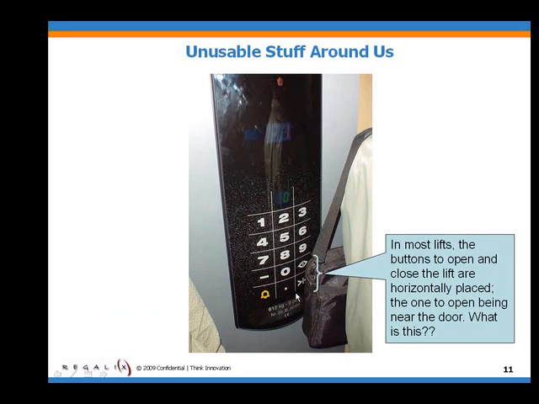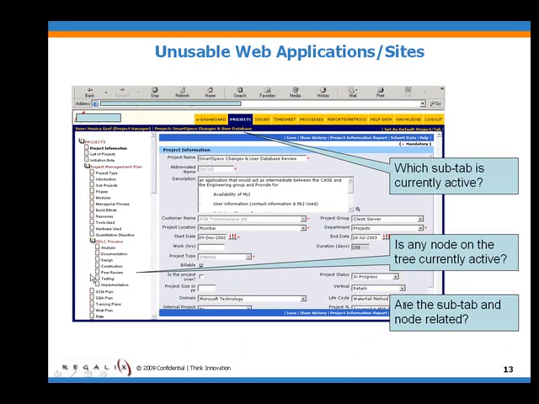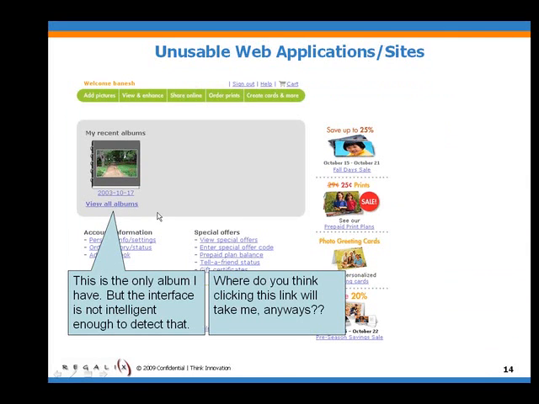Again, on most lifts, the buttons to open and close the lift are placed horizontally. It's not very clear which particular sub-node I am on. So am I on any of these, or is there something else below this that I might be on? Or out of this, which particular node I am on? It's not very clear. Where does it take me? So let's try that.